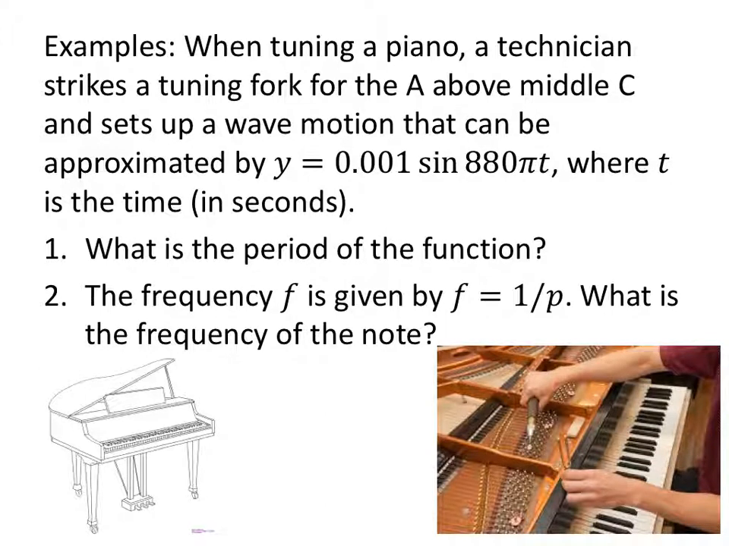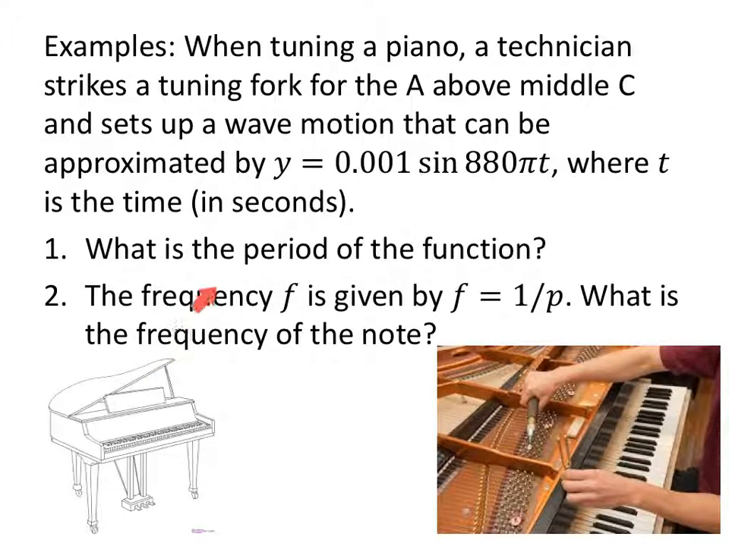Alright, so let's talk about something real. When tuning a piano, a technician strikes a tuning fork for the A above middle C and sets up a wave motion that can be approximated by this function: y equals 0.001 sine of 880 pi t, where t is the time in seconds. I know you musicians out there, I'm ruining it with math. You know way more math than you ever want to admit.